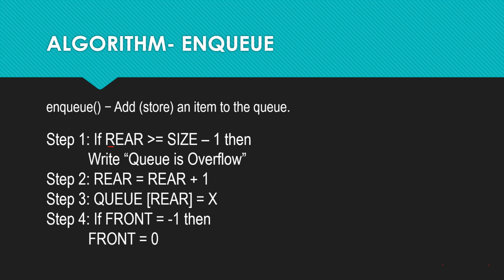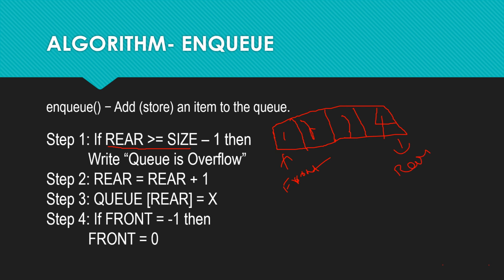First one checks rear. If my rear point is greater than or equal to size minus 1, then write queue is overflow. For example, I am having a queue with 4 element spaces, and here I am having 1, 2, 3 and 4. So here my queue is full, and the first position is noted as the front point and the last one will be the rear point.